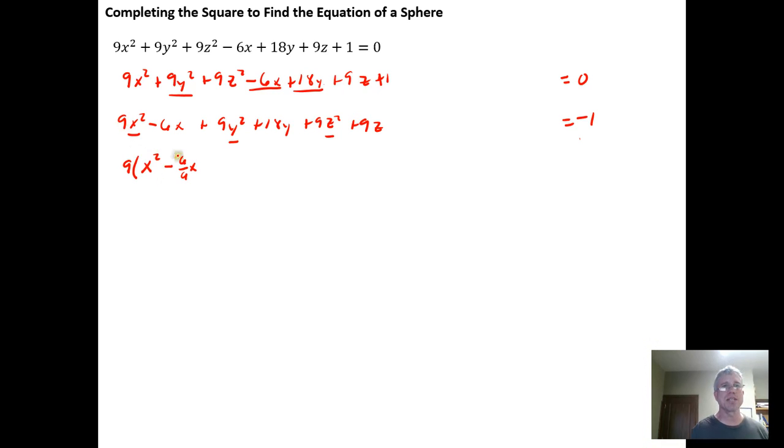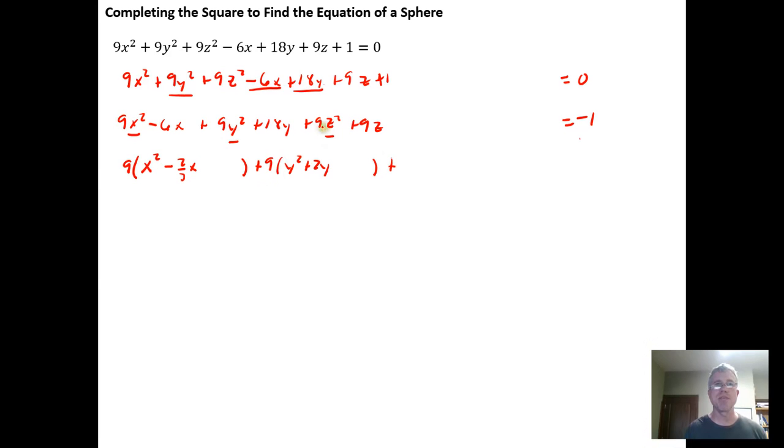9 times 6/9 is 6, and then 6/9 reduces to 2/3. So I get 2/3 x, and I'm going to leave some space for the completing the square process. Plus, I'm going to factor the 9 off of the y term, so I get 9 times y squared plus 2y, and then I'm going to leave some space for the completing the square process.